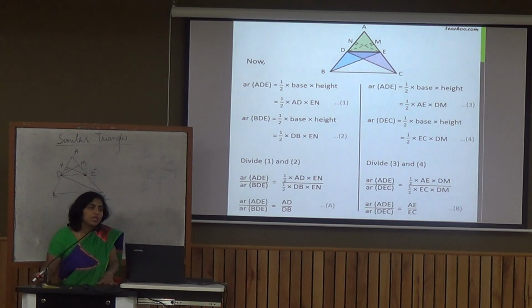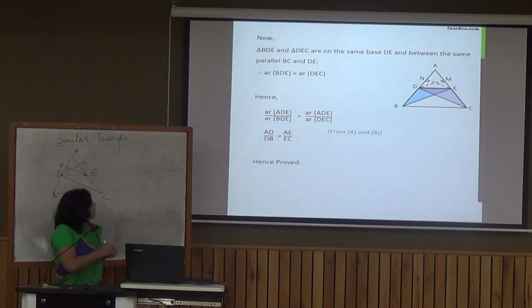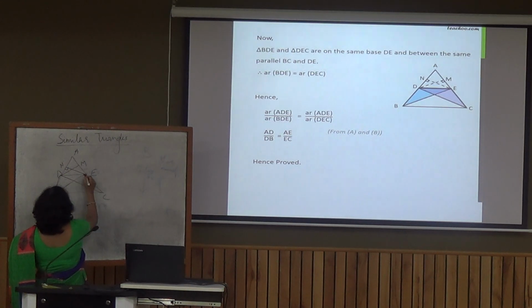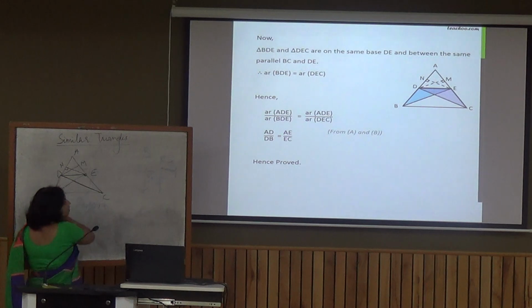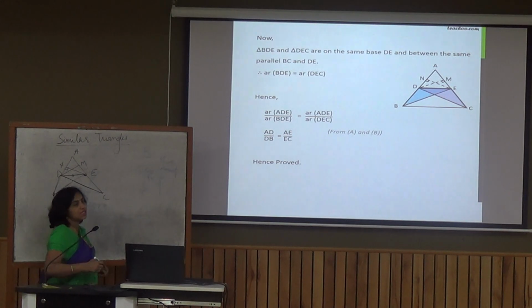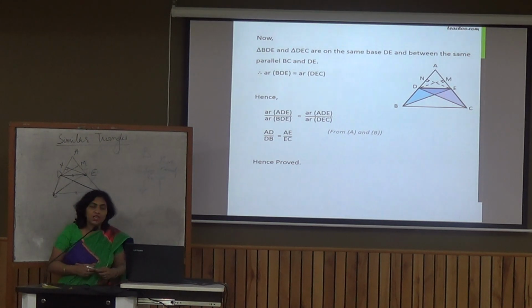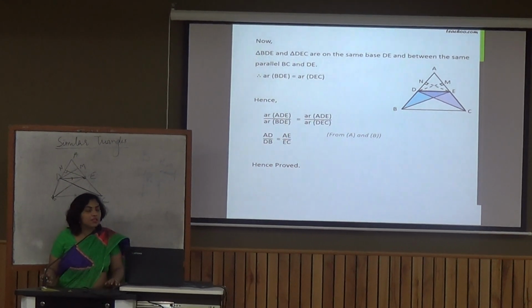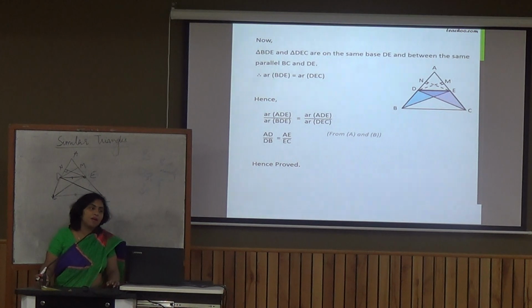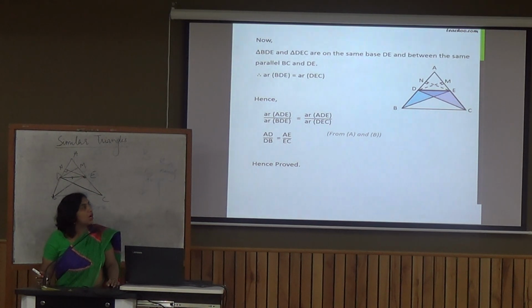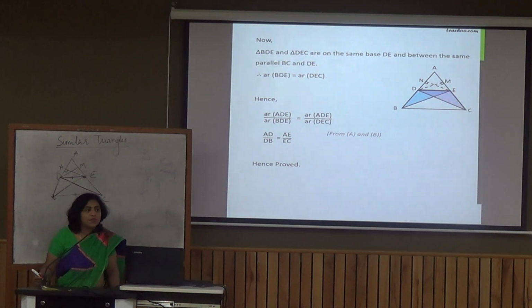Now students, if you look at equations A and B, the numerators on the left hand side of both equations are the same, but denominators are different. But if we look at area of BDE and area of DEC, these two triangles are made on the same base and between the same parallels DE and BC. And we have done in class 9 that triangles on the same base and between the same parallels are equal in area. So triangles BDE and DEC have the same area.